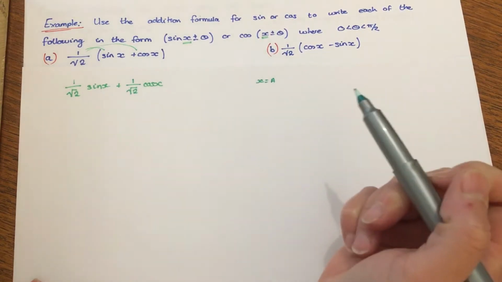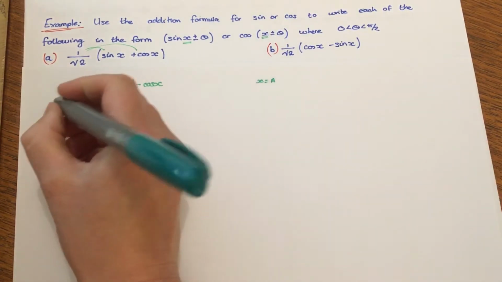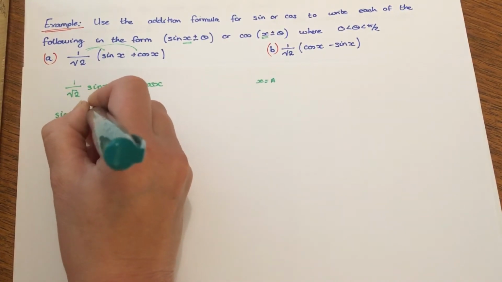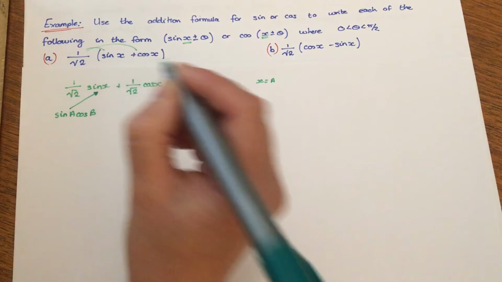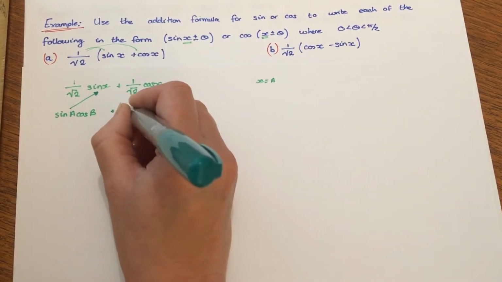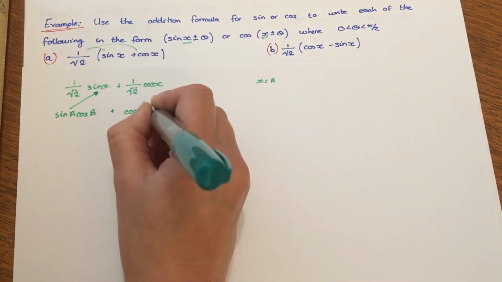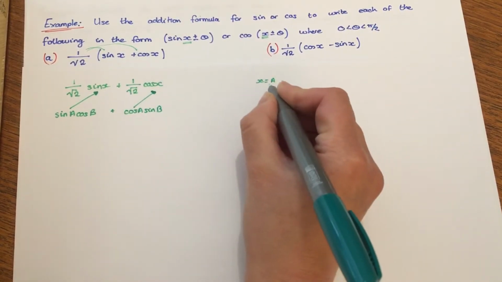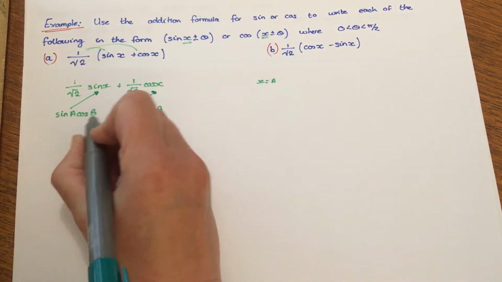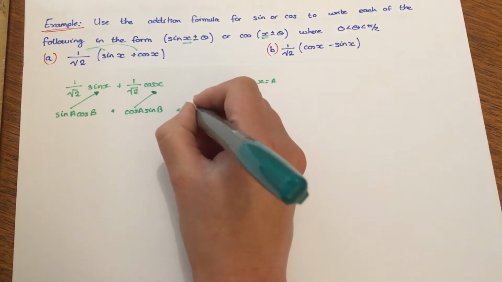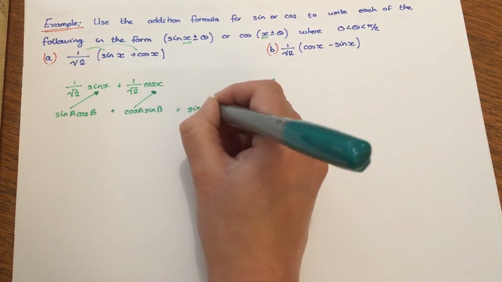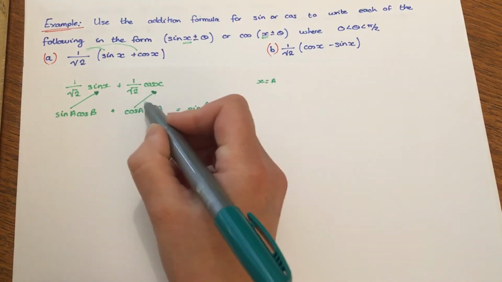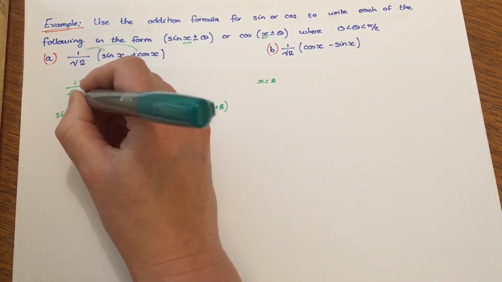So if I match these up, I would say that this one matches sine a cos b, because there's my sine a there, plus cos a sine b, because there's my cos a there, because I'd said a has to be x. Sine a cos b plus cos a sine b is the addition formulae for sine. So that's going to be in the form sine of a plus b. So I've matched them up. If those two match, then these two must also match.